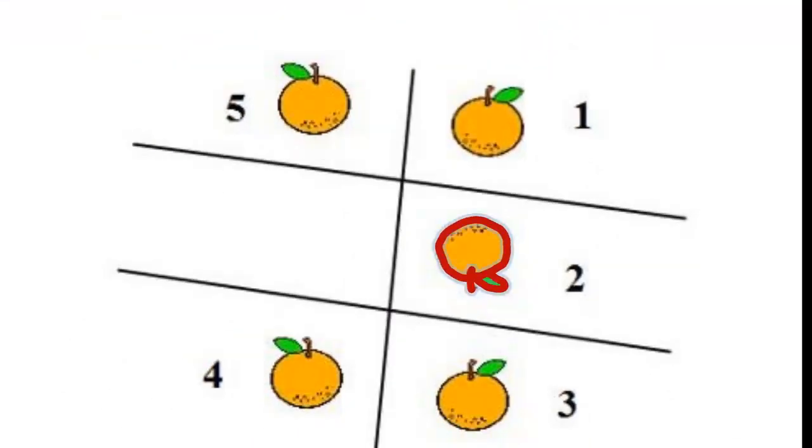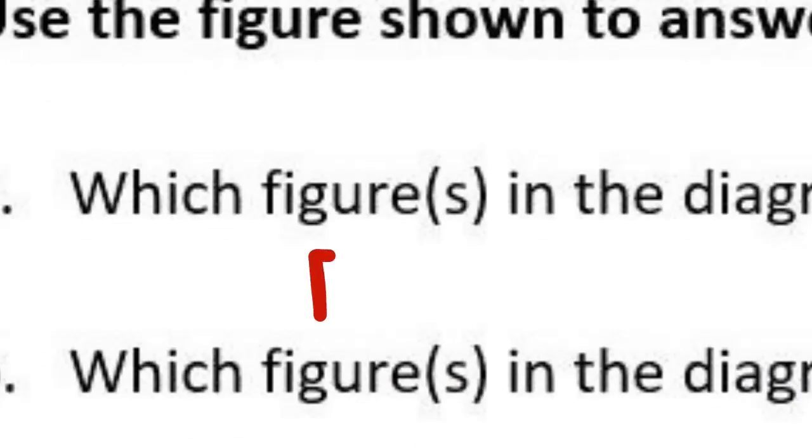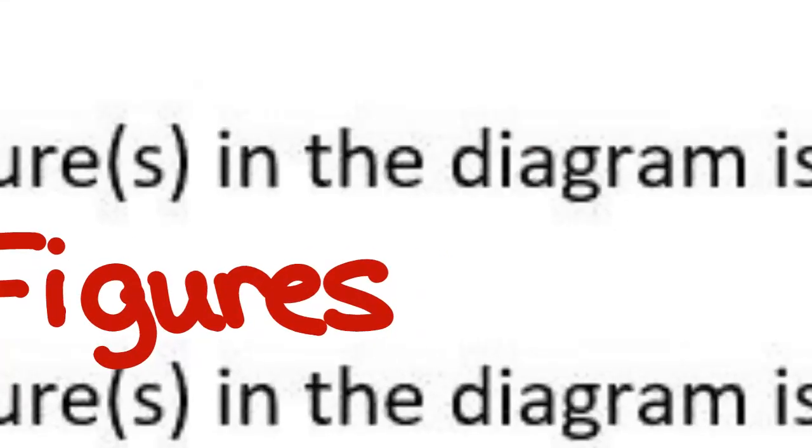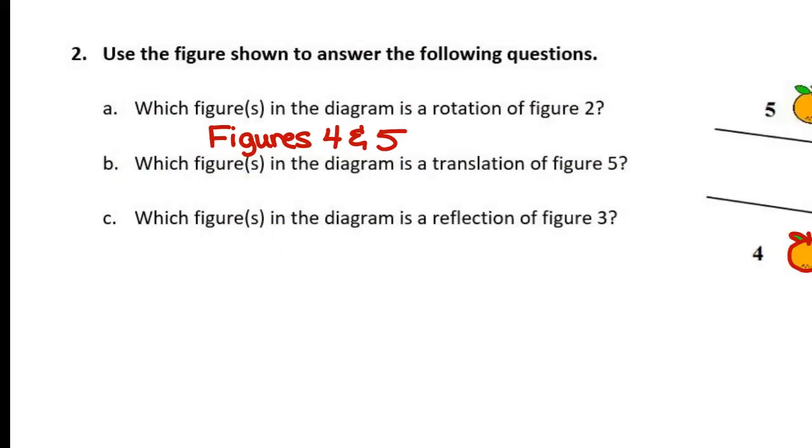So if I trace around figure number 2, making sure to get that leaf, I can take that figure and rotate it. If I rotate it around, it looks like this, which matches figure 5 and figure 4. So figures 5 and 4 are rotations of figure 2.